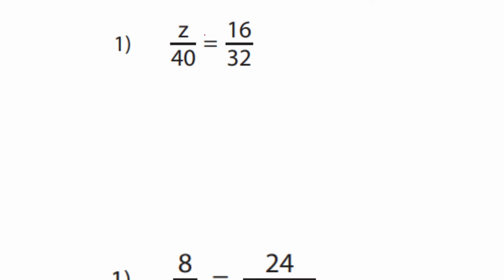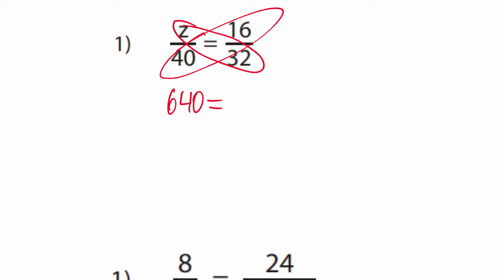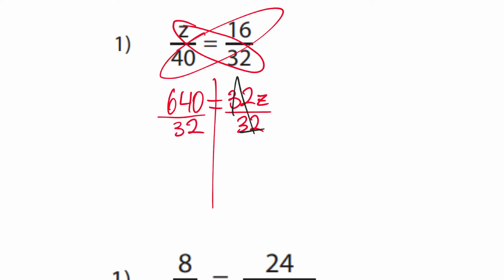But let's go ahead and work it out like we did yesterday. So let's cross multiply. 40 times 16 is what? Is 640. My equal sign, multiply this way. What's 32 times z? 32z. Then to solve for z, divide both sides by 32. And so 640 divided by 32 is what? Is 20, just like I said. 16 is half of 32. 20 is half of 40.